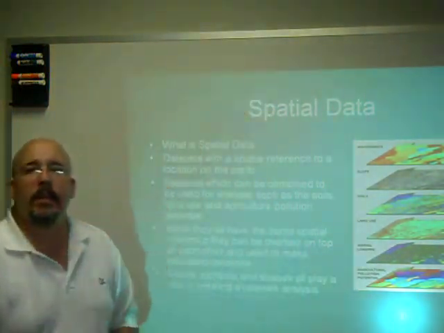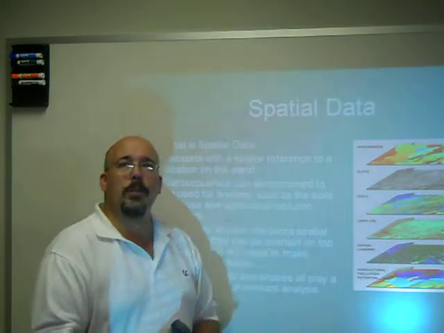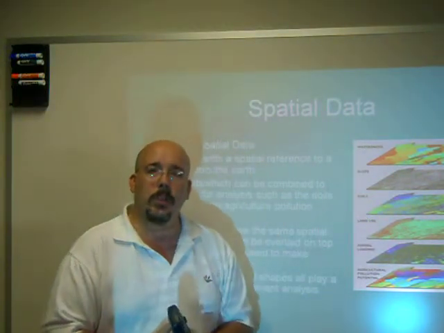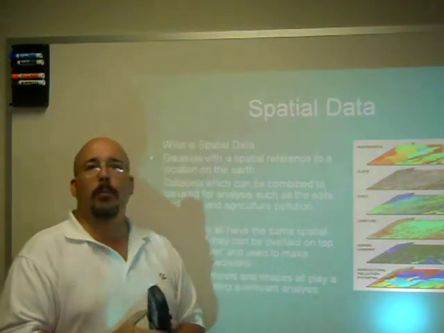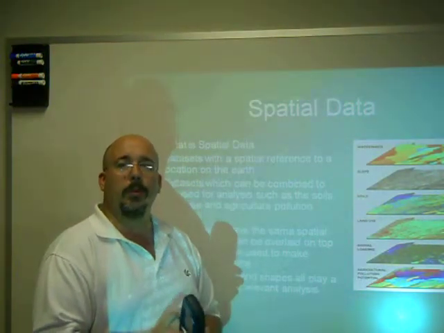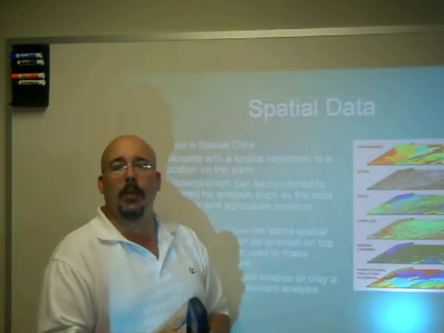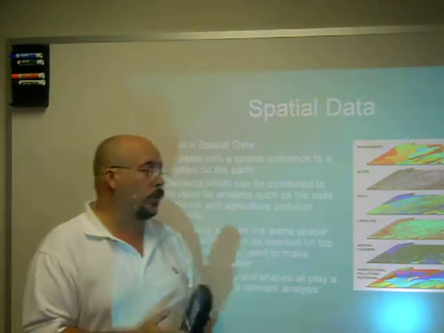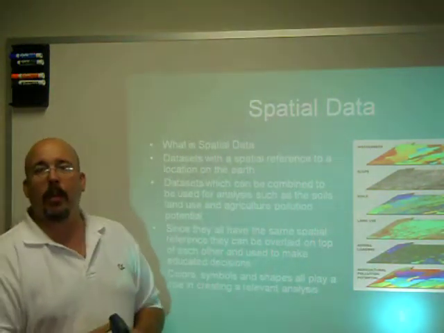In order to collect this type of data, often we'll use a GPS unit. This particular GPS unit is a little bit different than the one that you purchase when you go out to Walmart or Best Buy. This particular GPS unit has what we call sub-meter accuracy, and that's why we use it for mapping. It's also referred to as mapping grade accuracy.